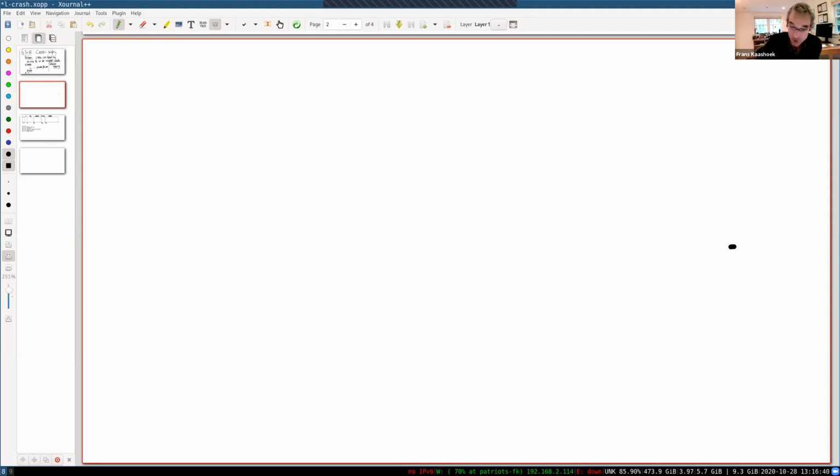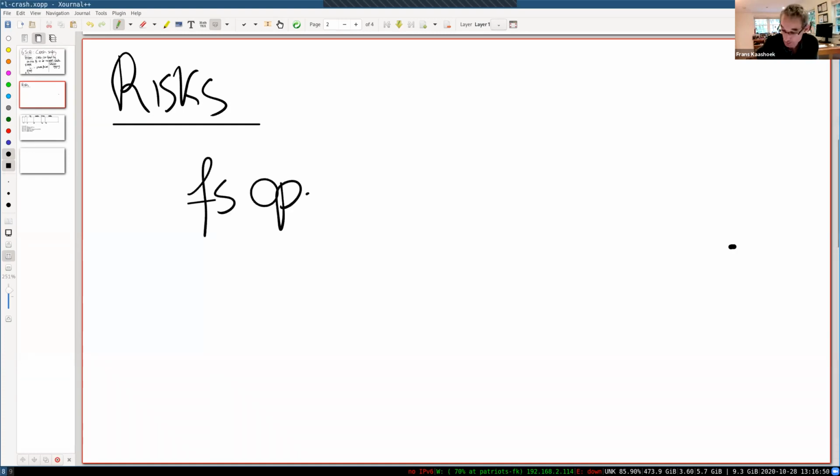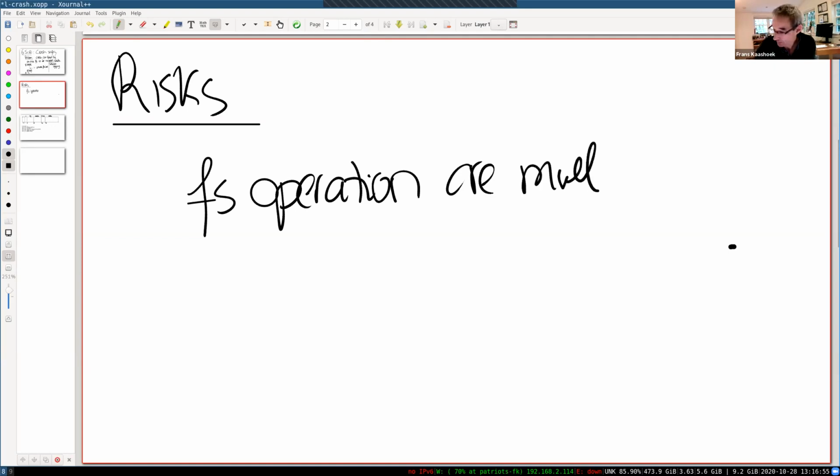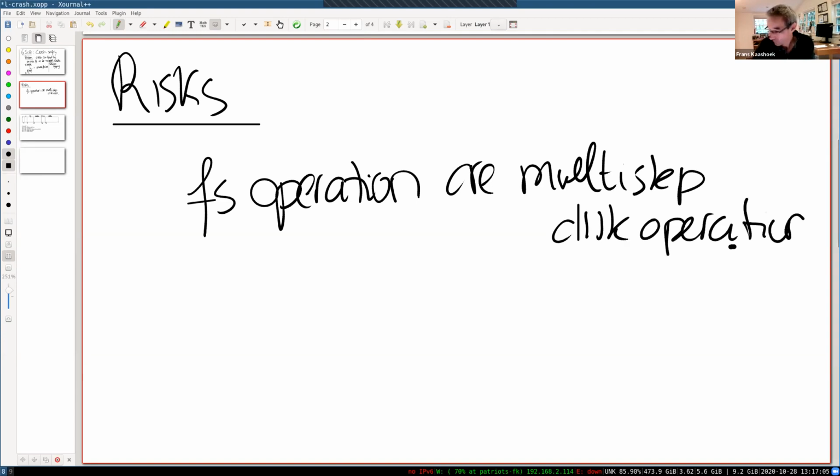Okay, so let me go back a little bit to the scenario that we're focusing on in this lecture. File system operations, like creating a file or writing a file, are multi-step disk operations. We saw that last week or Monday. We talked about how create is implemented, like creating a file or writing to a file.